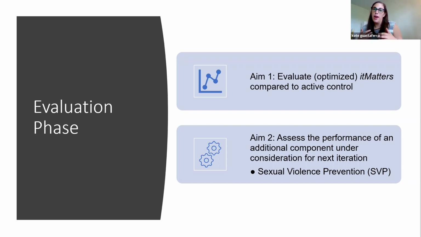The rationale here was the schools that we worked with said if we want to take this intervention and implement it on a wide scale, it has to also have this piece for us to consider it. And so we said, well, let's test it and build that into our next round of optimization. So in addition to evaluating itMatters, we have this second aim where we are assessing the performance of this additional component, kind of an optimization phase within the evaluation phase. I can't see your faces, but I'm assuming you're like, whoa, super cool.